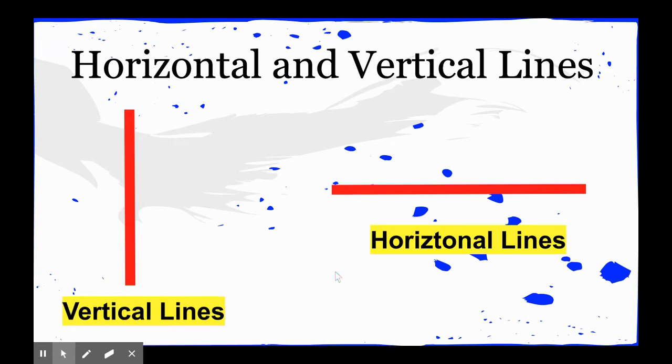What I want you to try to do is look around your room and see if you can find any vertical lines, maybe on your window, maybe a picture frame, or lines on the TV, and then the horizontal lines. See if you can find a horizontal line in your room.